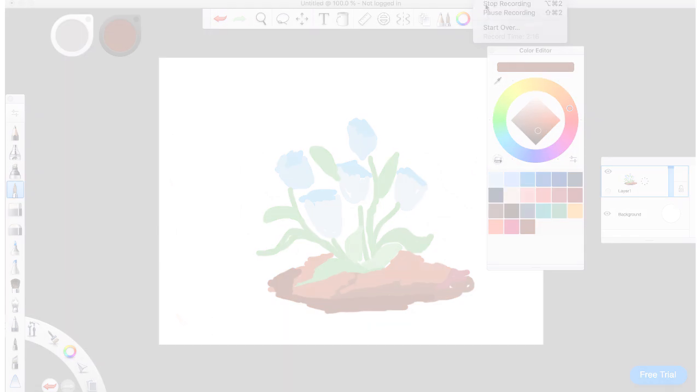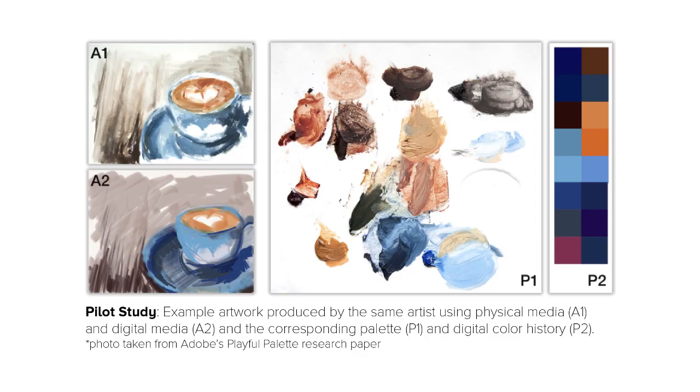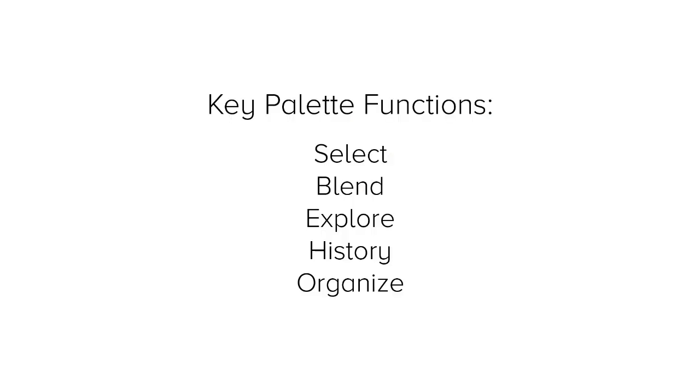Simply mimicking traditional painting, however, is not the solution. After conducting a pilot study of artists interacting with their palettes, Adobe's research team concluded the following key functions of a palette. These include the ability to select an intended color, create harmony by blending colors, rapidly test different color combinations, easily return to colors that were already used, and organize the color space for an artwork.